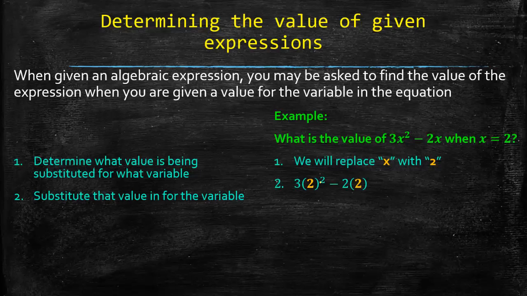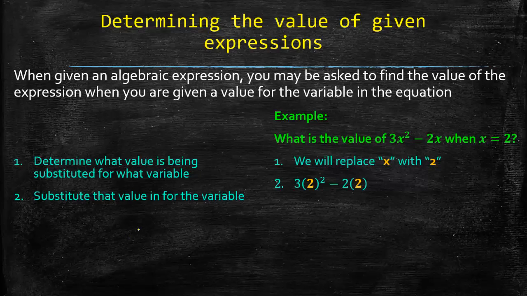So 3 times 2 squared minus 2 times 2. Now be careful here because this is x squared. So you're only squaring the x. So that's why I did it like this. I put the parentheses around the 2. So that tells me that only this 2 is going to get squared. If it was written like this, that would be a different story. Now we'd be squaring the whole thing, but that's not what we're doing, okay? So let me just get rid of that.